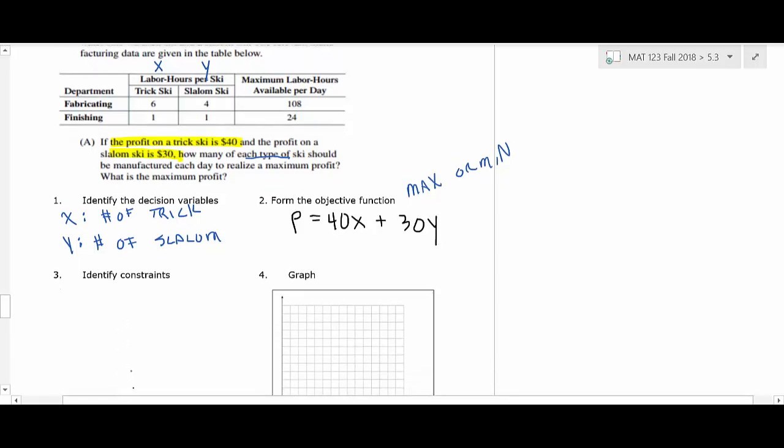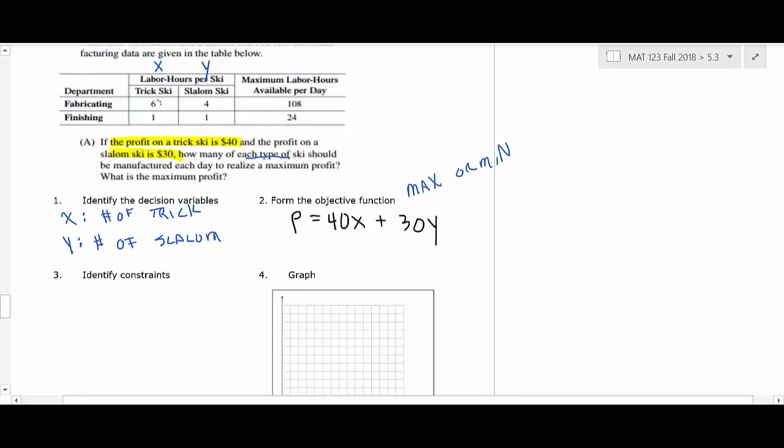Okay, the objective function is what is being maximized or minimized. Okay, that has to do with profit. So if you read the problem on here, what it says, and this may be a little bit different than the first problem, it says the profit is $40 on a trick ski, $30 on a slalom ski. So that means the profit is $40 for every trick ski, which is X, plus $30 on every slalom ski, which is Y. Now, what do you do with that objective function? That's what you plug the corner points in. That's what that's doing. That's what makes it a linear programming problem.